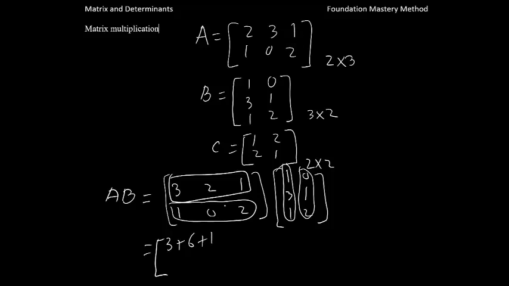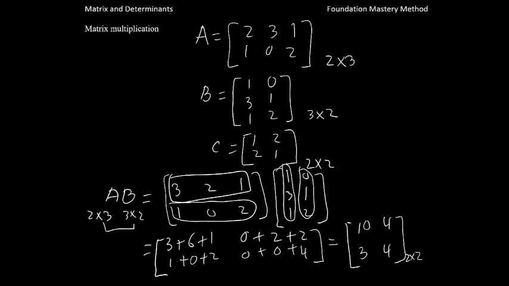Same way we do all of this. So you can see this row goes with the second column: 3 times 0, 2 times 1 and 1 times 2, like this. Now we are done with the first row, go to the second row. The second row will go with the first column: 1 times 1 plus 0 times 3 plus 2 times 1. Same way, 1 times 0, 0 times 1, 2 times 2. So then you can further simplify and write your final form of the matrix.